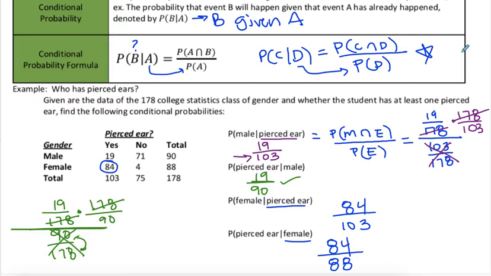So we have a formal definition that we will use as we continue in our probability units, but right now we're starting out by using our two-way table to help us out.